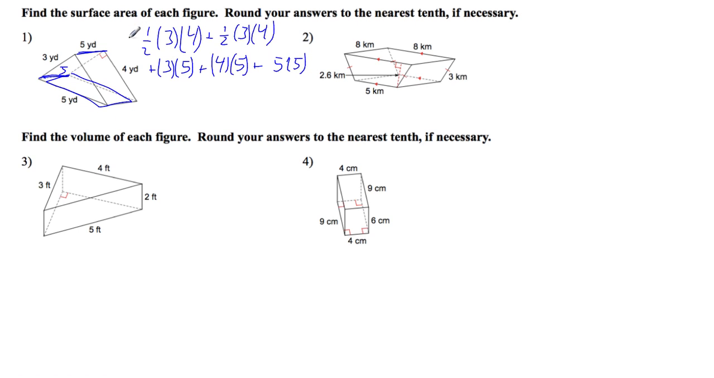Okay. So we have half of 12 plus half of 12. Well, that just gives me 12. Plus 15 is 27. Plus 20 is 47. Plus 25 is 72. So that's the surface area.